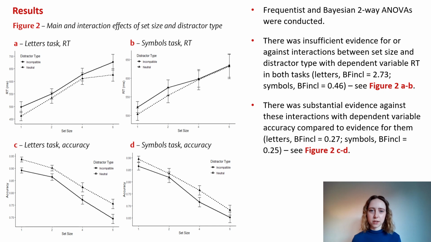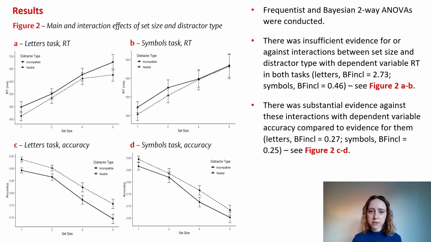Crucially, contrary to predictions, there was insufficient evidence for or against the interactions between set size and distractor type when reaction time was the dependent variable. There was also substantial evidence against these interactions when accuracy was the dependent variable.